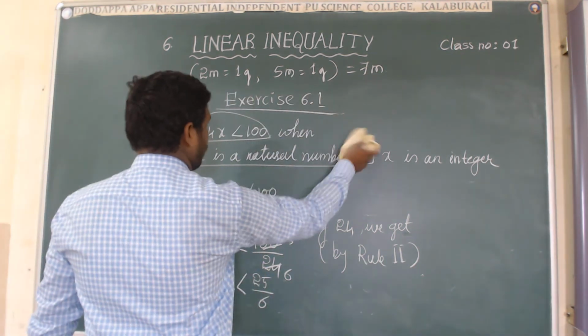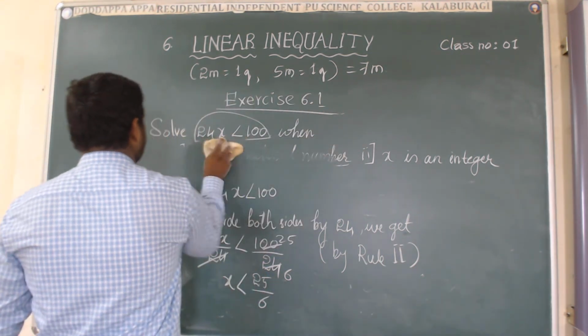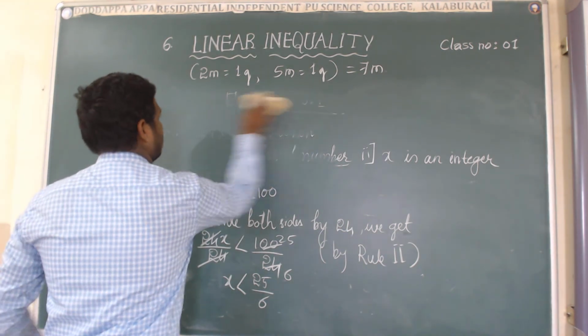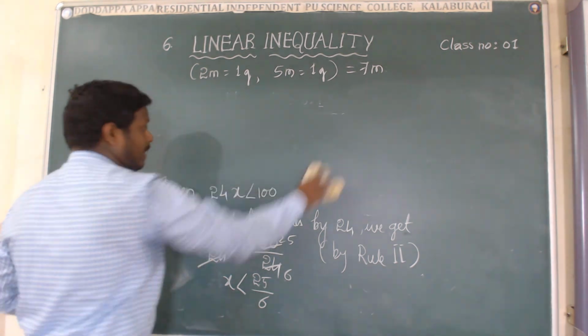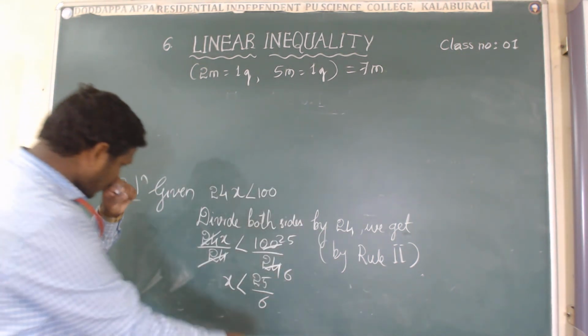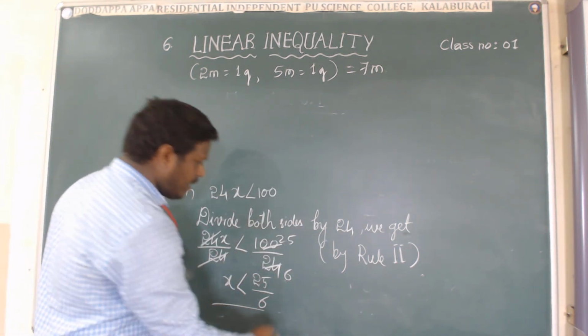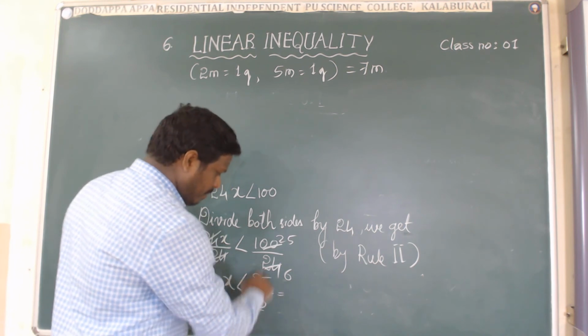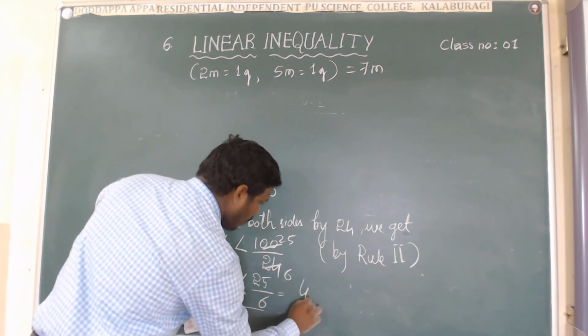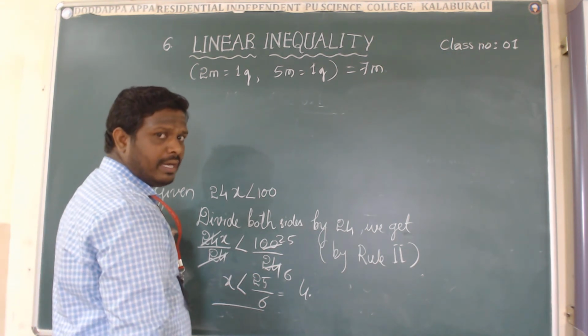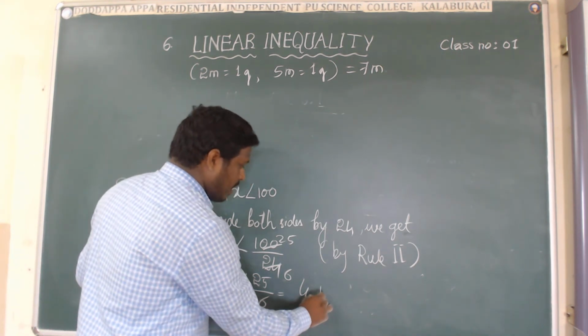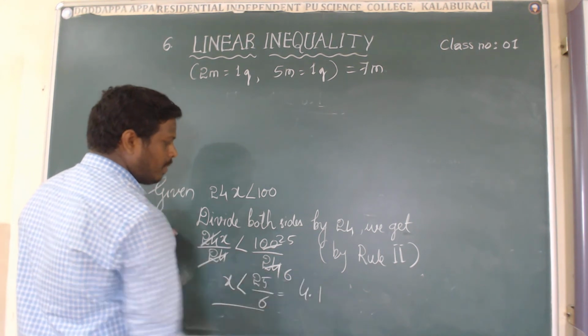I am going to write the solution here. When... yes, please see here, what are the values of simplify again this one. What will come here for this value only? 4.4 only, what will come? 4.1 will come. 4 point something will be coming.